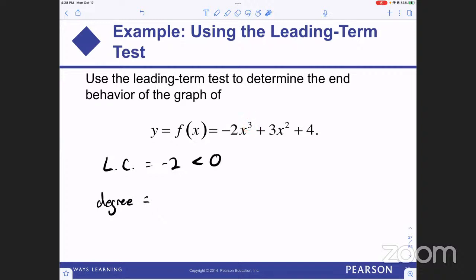So the degree is 3, which is odd. With a negative leading coefficient, that tells us our graph is going to fall to the right. With the degree of the polynomial being odd, that means the left-hand side does the opposite, so it's going to go up to the left. We don't have any information about the middle just yet, but we know the graph should fall to the right and rise to the left.